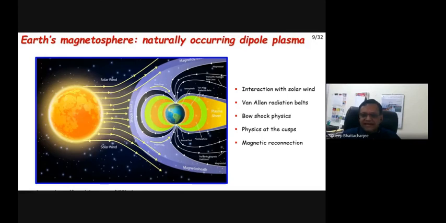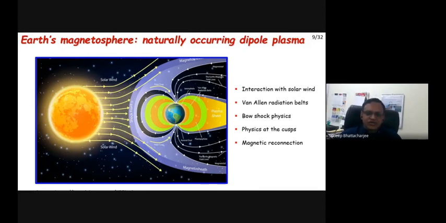Then magnetic reconnection. If you look at these lines in this figure and extend it to the right, there is a reconnection region where the magnetic field lines cross each other. That has not been studied so much in these dipole plasmas. So we do have in mind to look at reconnection physics. There are many possibilities.